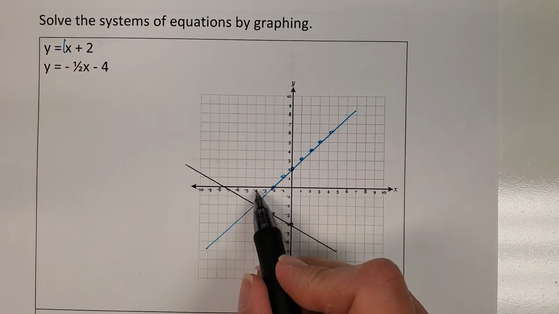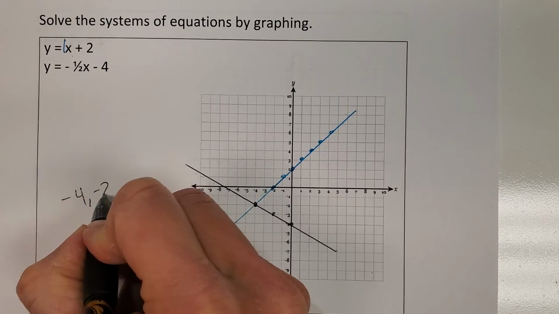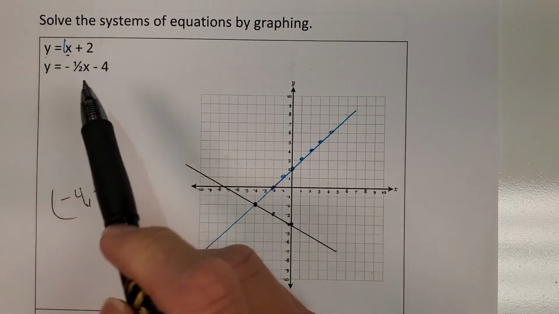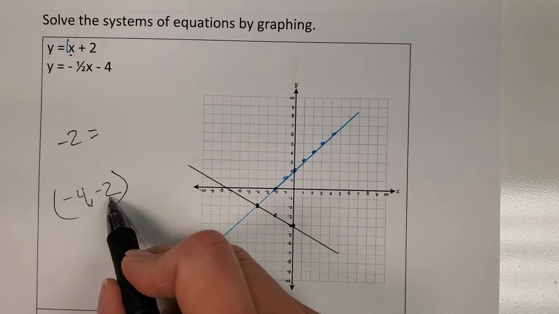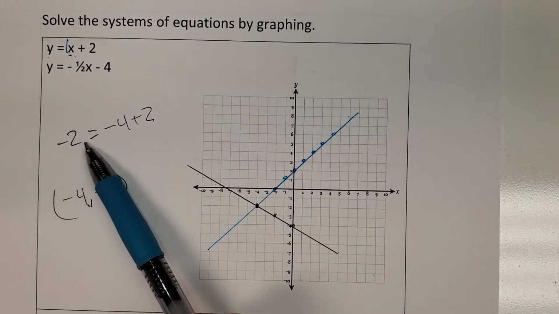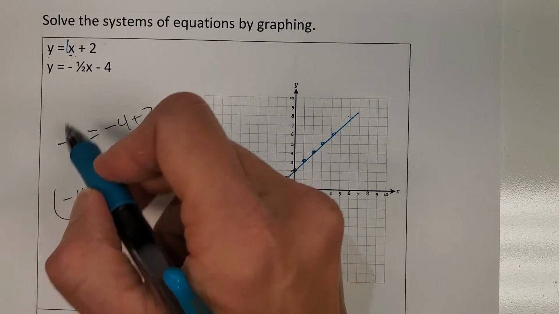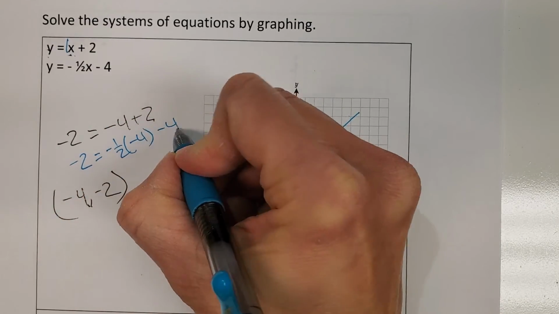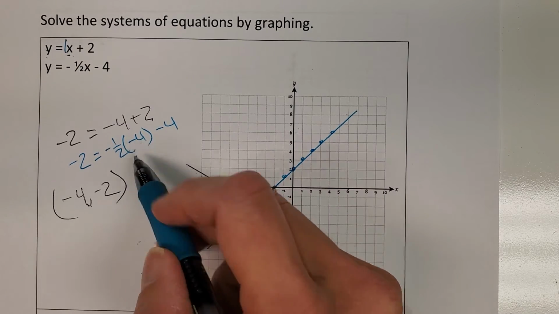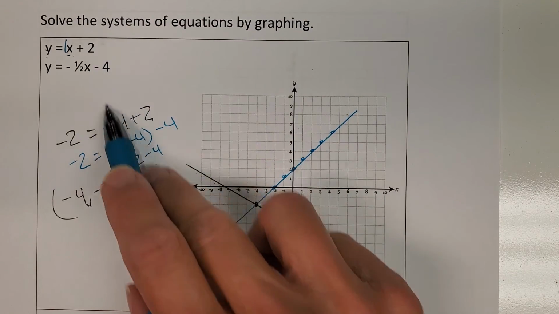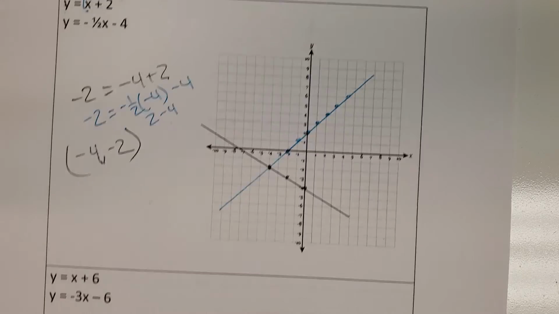And I'm going to show you a trick here. So -4, -2 is my solution, but I can always check to make sure before I click submit on Delta Math by plugging the x and y in here. You don't have to do this if you don't want to, but if I say, well, y equals -4 plus 2, is that true? Yeah, that's true, right? -2 equals -2. And if I do the same thing for that second one, I get -2 equals -1/2 times -4 minus 4. Well, this gets me a positive 2, and 2 minus 4 is -2. So I can see that that point actually does work in both of those equations. That's how I can tell that I'm right for sure.